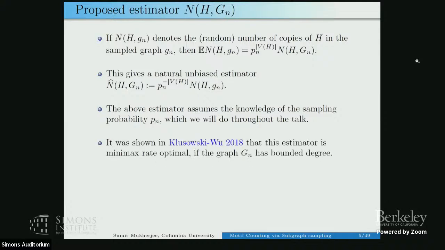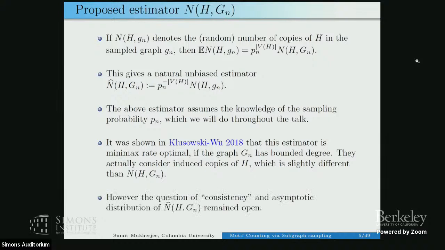Okay, so it was shown in this paper by Jason Klusowski and Yuhong Wu that this natural estimator is minimax rate optimal among the class of all bounded degree graphs, where the bound is of course free of n. The question we are going to take up is with the same estimator. One comment is that they consider induced copies, and here we are not going to consider induced copies. Of course, you can write one in terms of the other as an inclusion-exclusion formula.